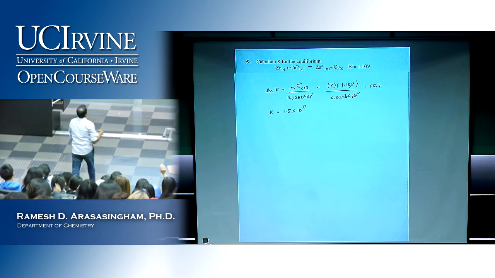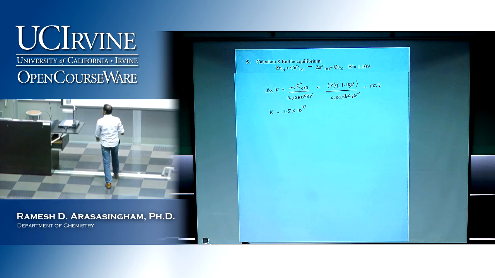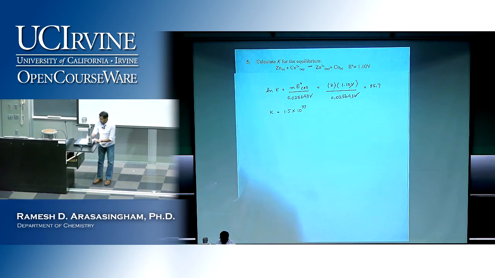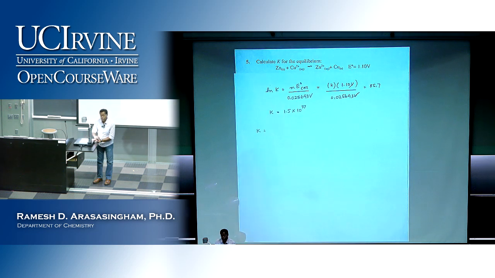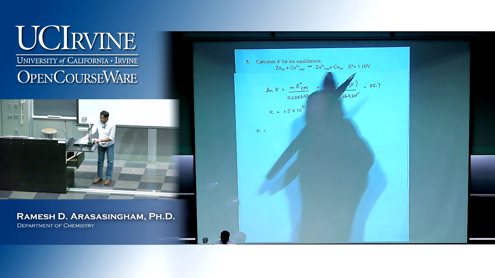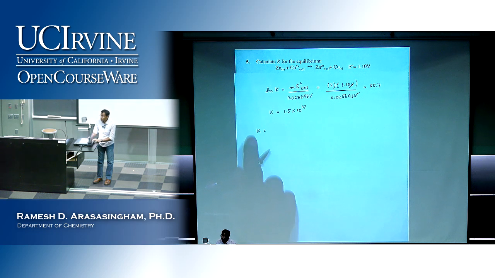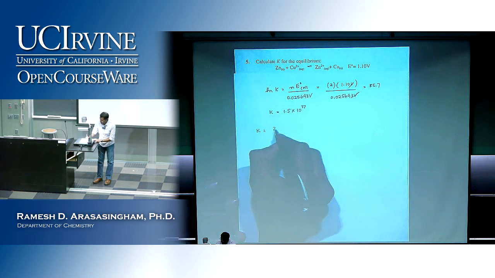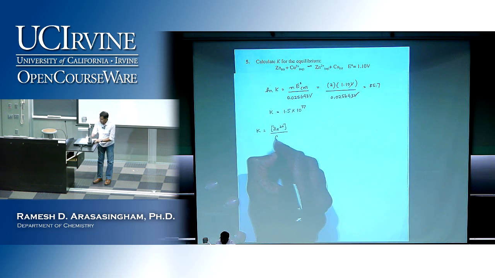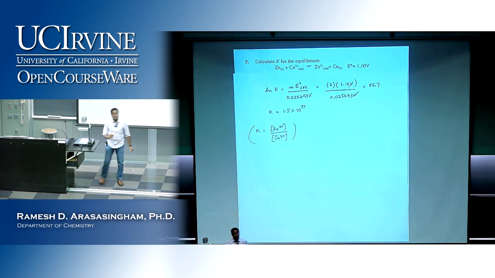All right? Now, if you look at this reaction, can everybody see that when we're looking at K, K represents the concentration of the products divided by the concentration of the reactants. Now, there are solids here, and we know that if you have solids, then you do not include them in the equilibrium expression. So K is really the concentration of zinc 2 plus ions, which are the products, divided by the concentration of copper 2 plus ions. All right?